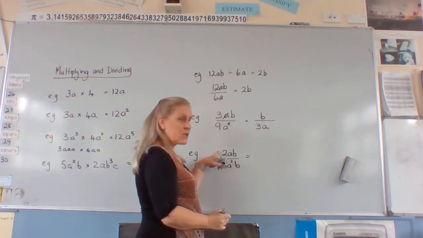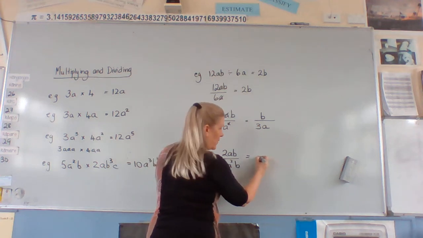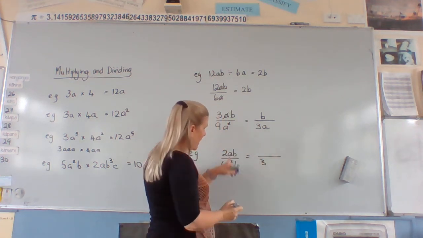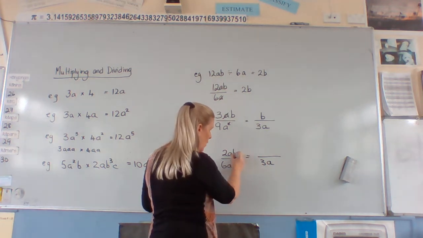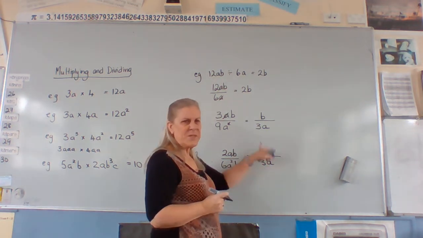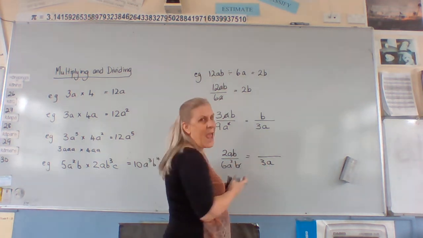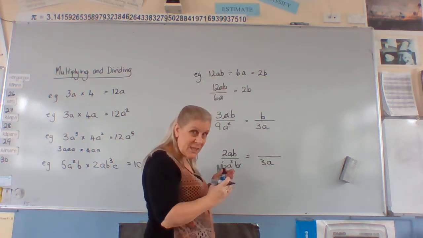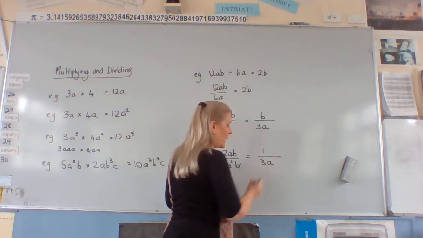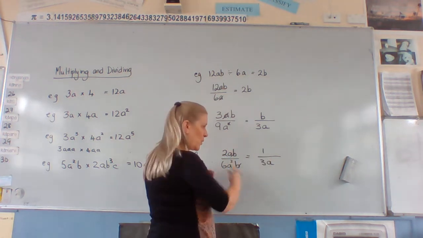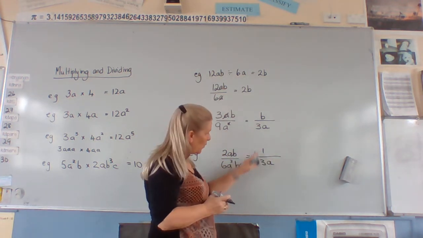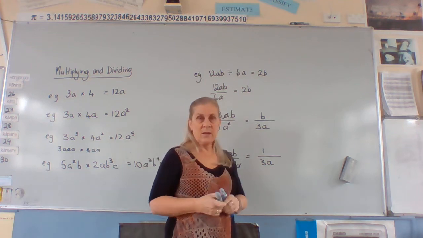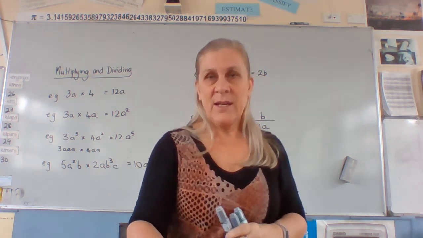okay, so 2 over 6, 3 on the bottom. a over a squared and a on the bottom. b cancels with b, gone. We've got 3a left and nothing on the top, but we can't have nothing on the top. So when we have nothing on the top, we have to write 1 because we don't want it to vanish. We've got 1 of these things on the bottom. All right, so 1 over 3a. All right, have a look at the worksheet and away you go.